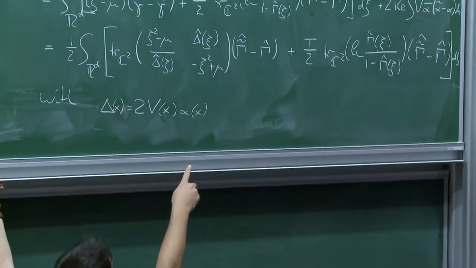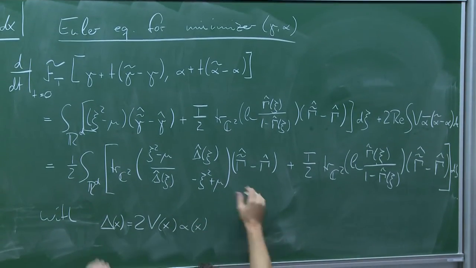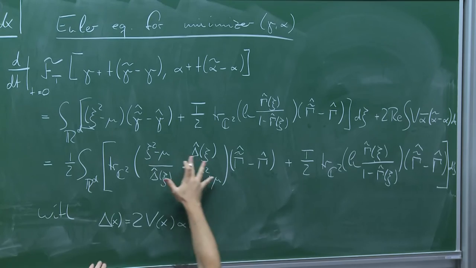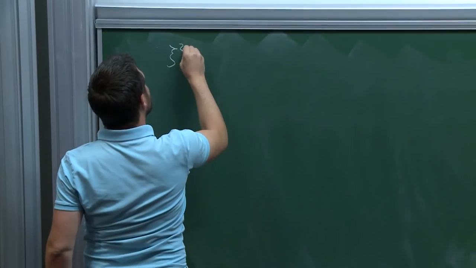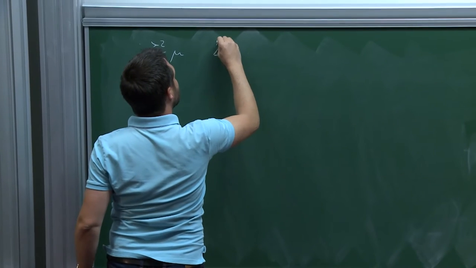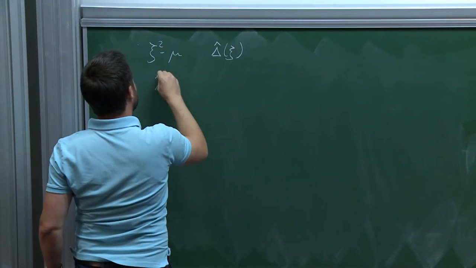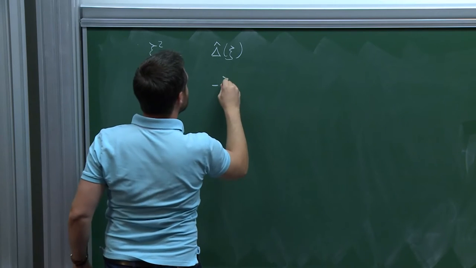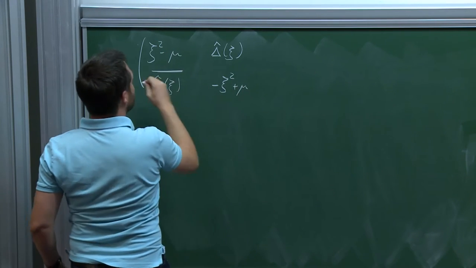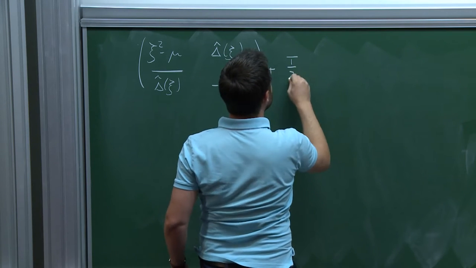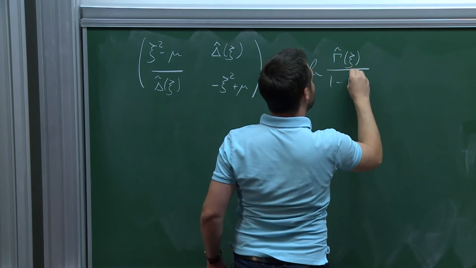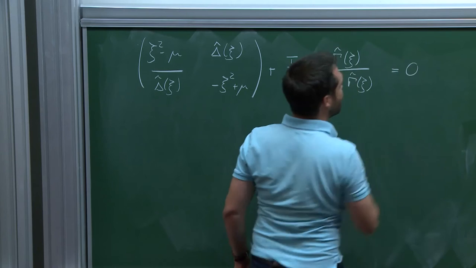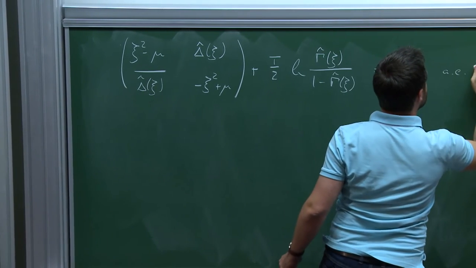Now, as usual, when you do an Euler-Lagrange equation, this has to be zero for every choice of this thing. So therefore, this trace has to be equal to zero. So we get an operator identity that psi squared minus mu, delta hat of psi, delta hat of psi bar, minus xi squared plus mu, this thing, plus t over 2 the logarithm of gamma hat of xi, 1 minus gamma hat of xi is equal to 0 for almost every xi.